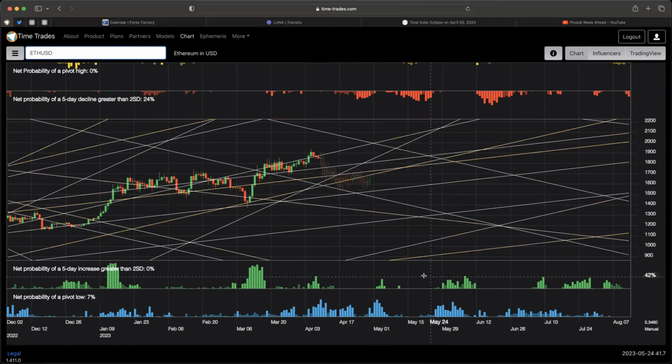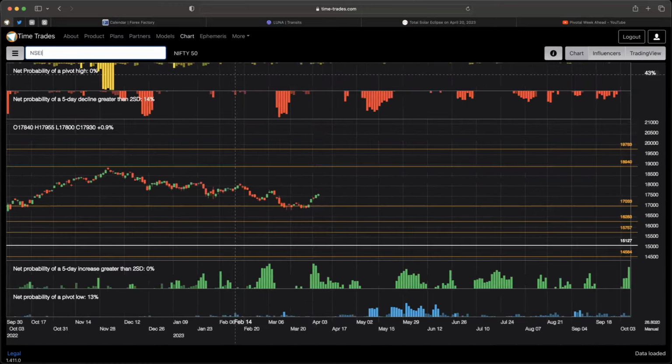But it does look like as we head out into May, the down pressure stops and we see a nice cluster of up moves in late May and early June on Ethereum. All right, and let's close off the call with a look at the NIFTY.